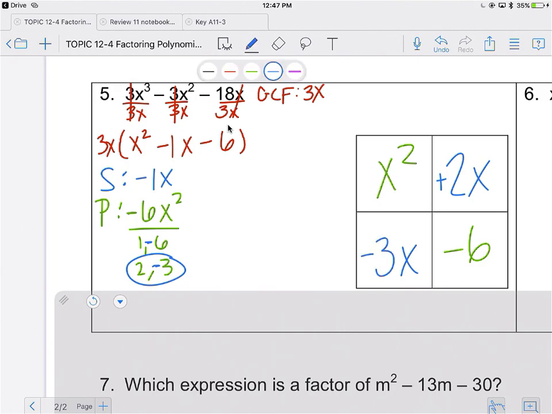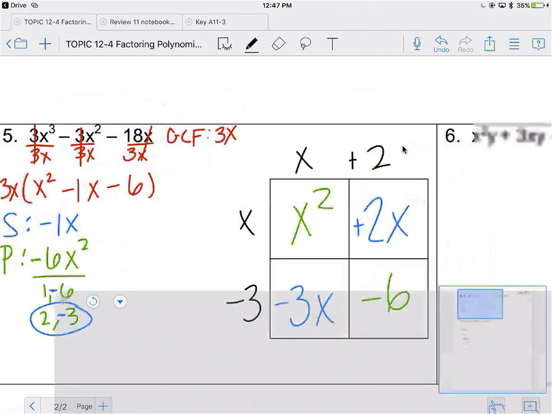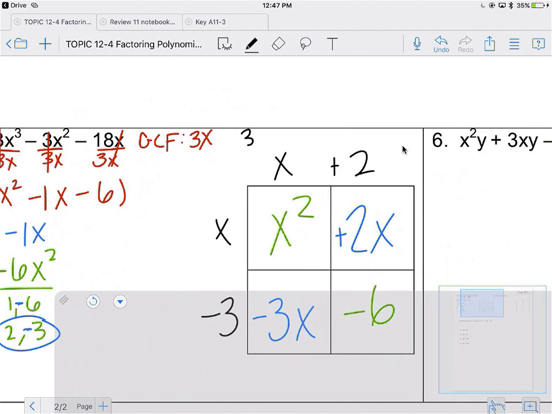I found the GCF. I take out my GCF from my columns. X squared and negative 3 share an x. 2x and negative 6 share a positive 2. X squared and 2x share an x. Negative 3x and negative 6 share a negative 3. When I write my answer, GCF goes in front, top factor, side factor.